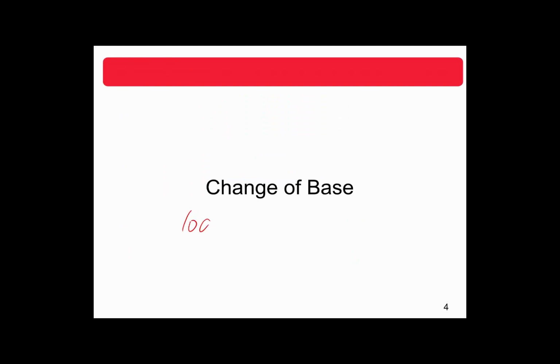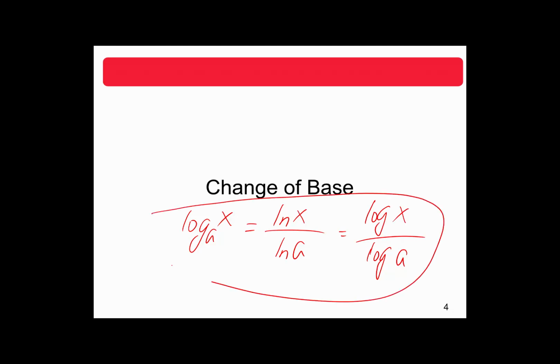So for example, log_a x. Since in the calculator or in Excel or any online platform, there are only two bases, either base 10 or base e, typically you would turn the logarithm into base e, ln of x over ln of a, or turn it into a log with base 10, log of x over log of a. That's basically how we convert a logarithm other than base e or base 10 to the proper form.